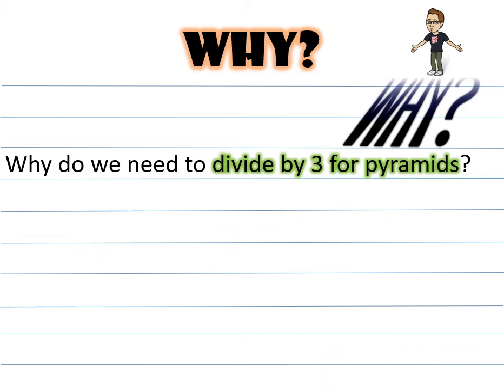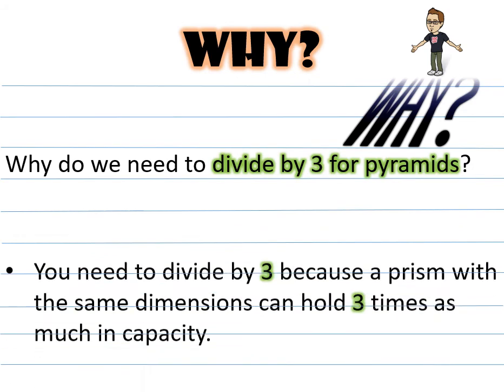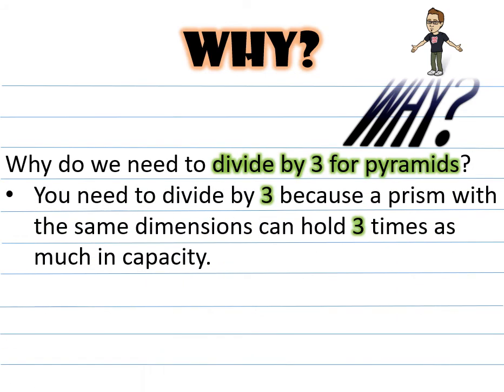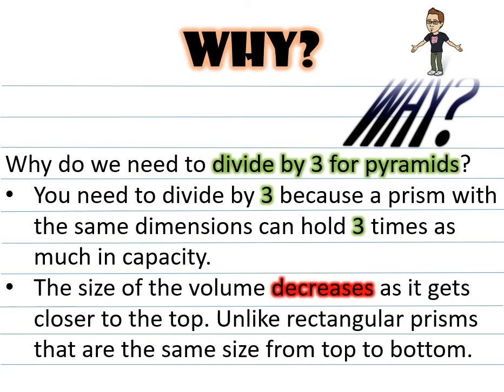Why do we need to divide by 3 for pyramids? You need to divide by 3 because a prism, which we learned about yesterday, with the same dimensions can hold 3 times as much in capacity. The size of the volume decreases on a pyramid as it gets closer and closer to the top, unlike rectangular prisms that are the same size from the top to the bottom.